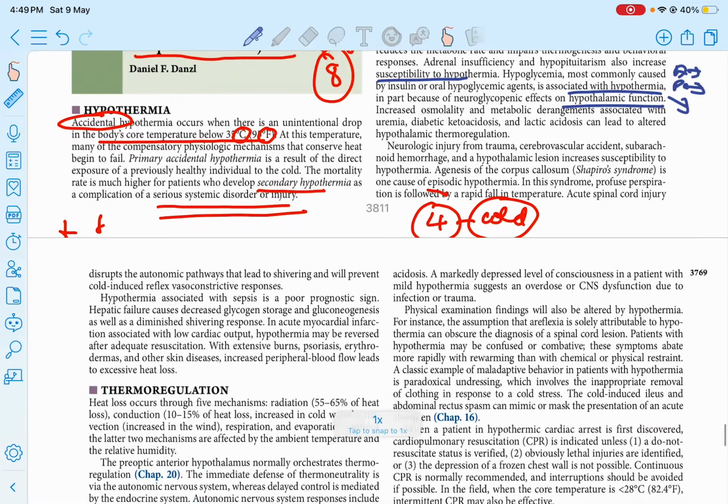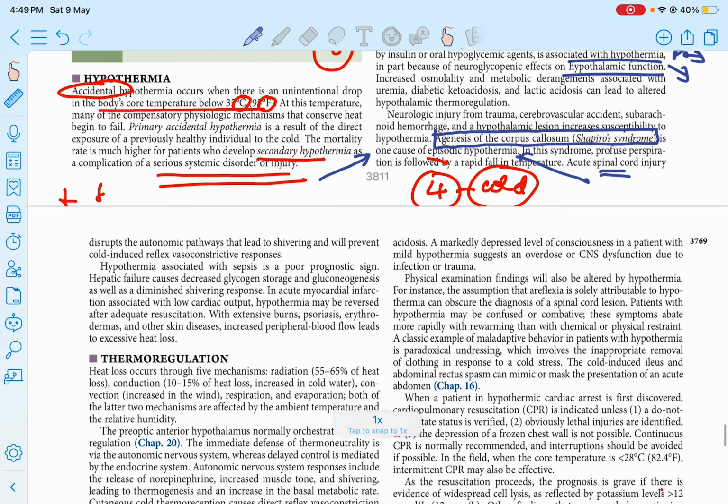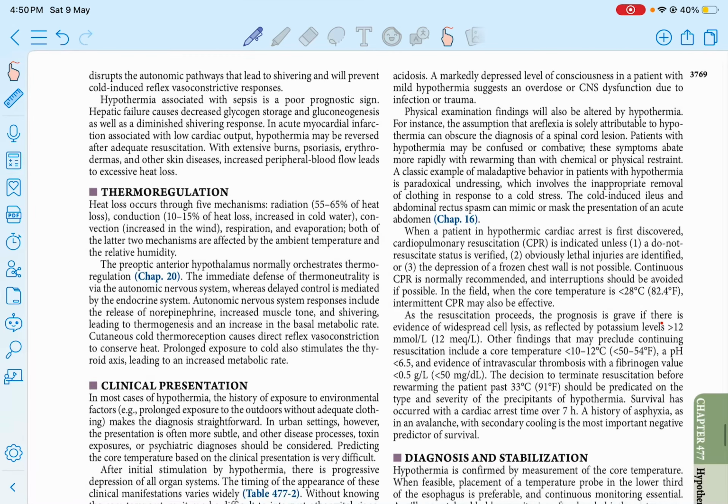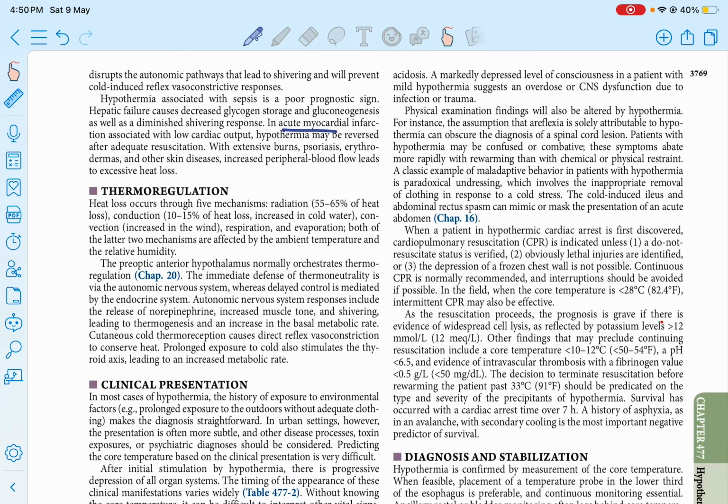And Shapiro's syndrome is a potential question, whether this is agenesis of corpus callosum. It is one of the causes of episodic hypothermia, just episodic hypothermia. Even spinal lesions can also cause it. Shapiro's causes it by profuse perspiration followed by a rapid fall in temperature. Then even MI, low cardiac output, will cause hypothermia. All these things you have to know.